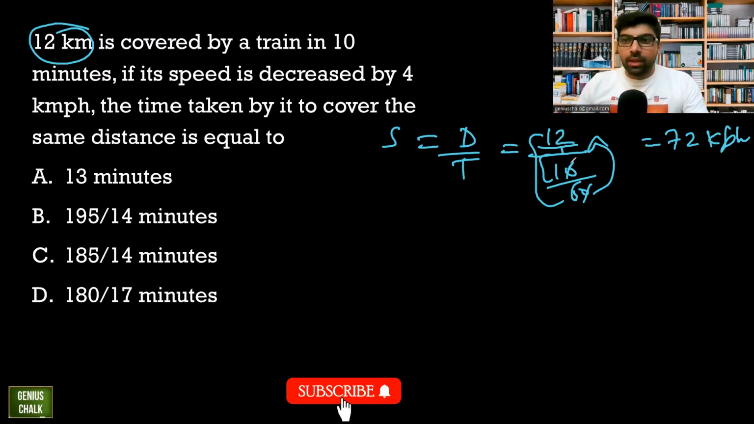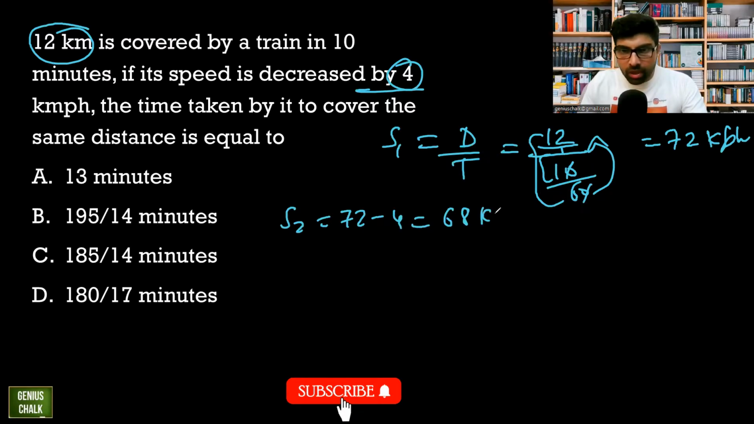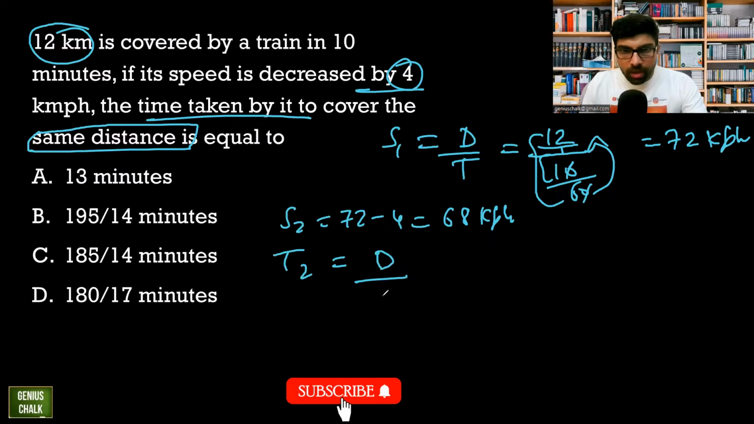This is the actual speed of the train. Now it says speed decreased by 4. That means this is S1. So S2 will be 72 minus 4, and that is coming out to be 68 km per hour. Now the time taken by it to cover the same distance. The same distance is there. So time will be the distance by the new speed.